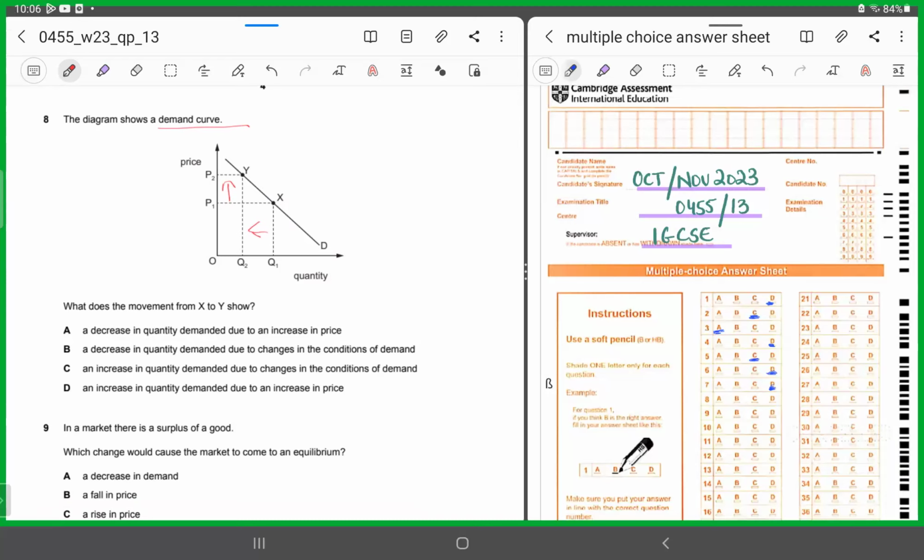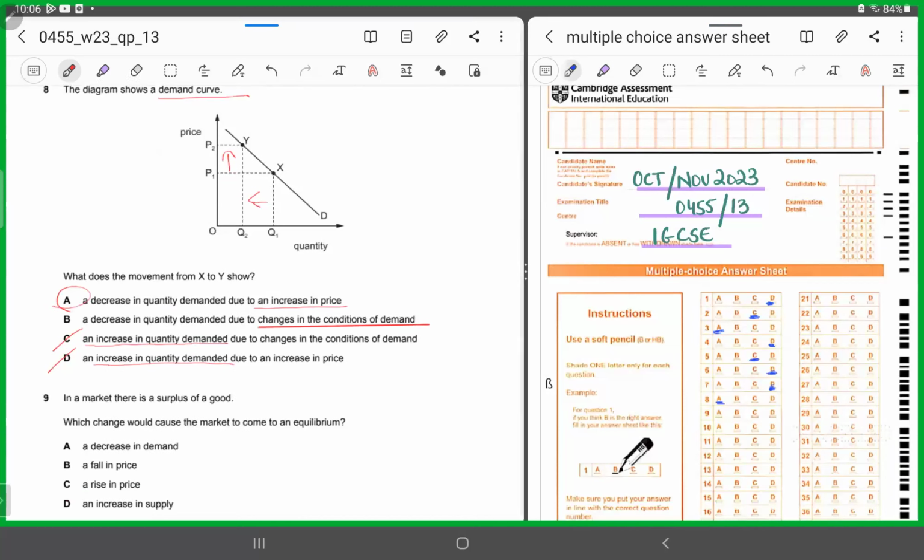And what is happening to the quantity demanded? The quantity demanded is decreasing. So, at that moment only, you can chop C and D. Why? Because they are talking about an increase in quantity demanded, which is not what the graph is showing. The graph is showing a fall in quantity demanded. So it either has to be A or B. Now let's look at the second part of the statement. A says a decrease in quantity demanded due to an increase in price. B says a decrease in quantity demanded due to changes in the conditions of demand. Now this is what? Movement along the same demand curve. The vertical axis is showing the price. So it's a decrease in the quantity demanded due to an increase in price. It has to be A.